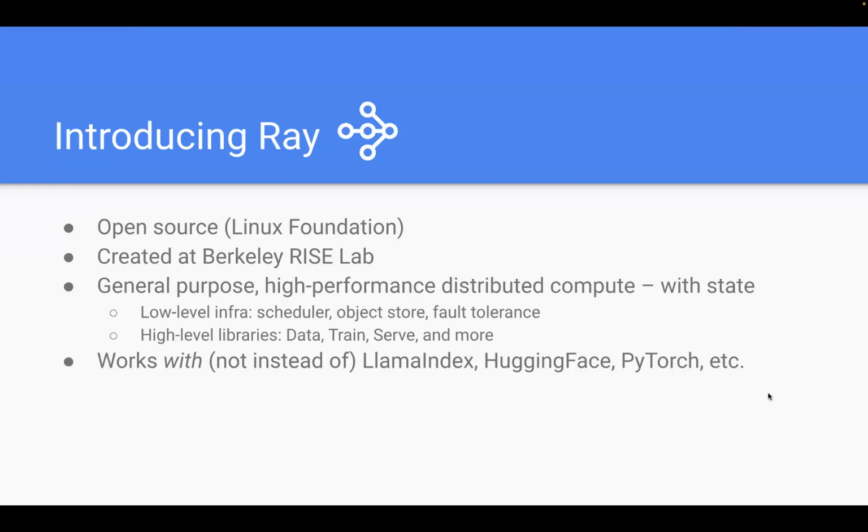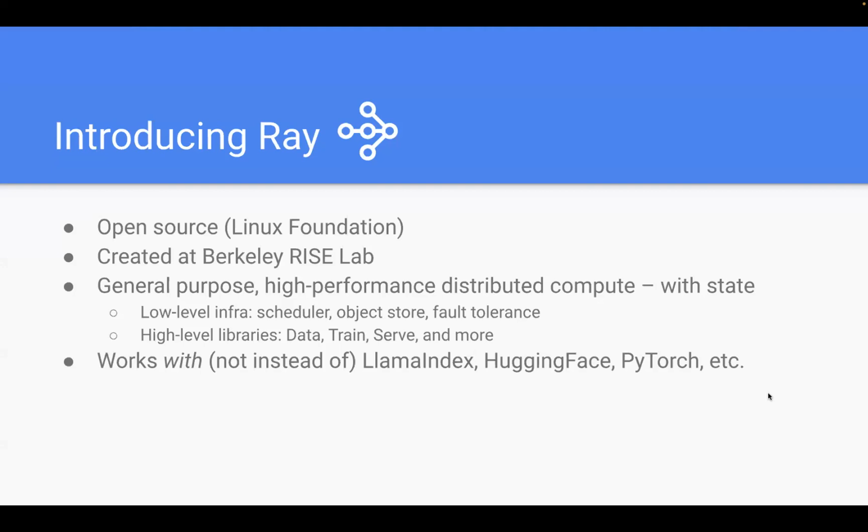So for things like LLM apps, we're going to focus on Ray Data, which is an abstraction for moving data around and processing it. Ray Train, which, like it sounds, is an abstraction for coordinating training at scale, distributed training. Ray Serve, which also, like it sounds, is great for serving models and other kinds of business logic, and a few other tools.